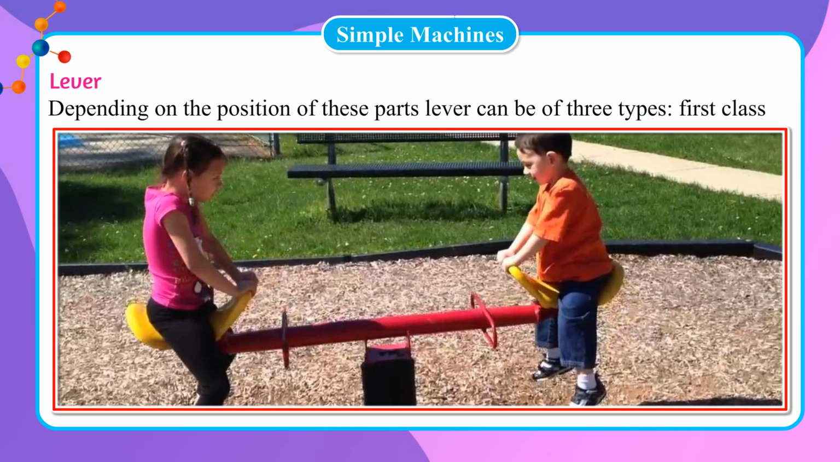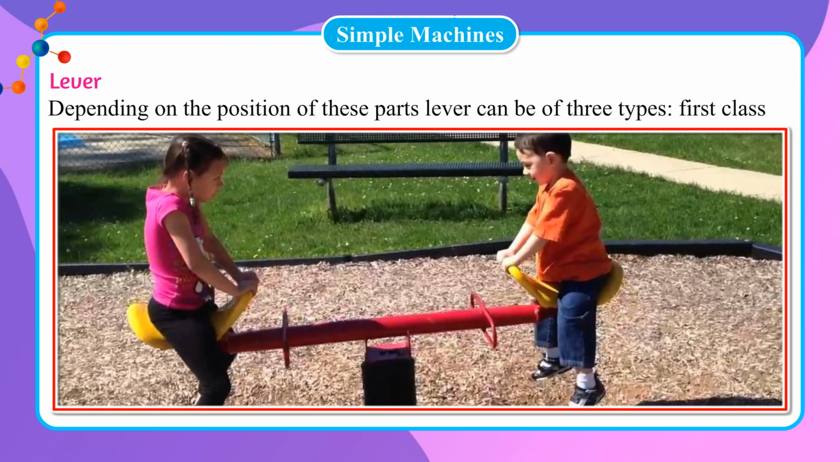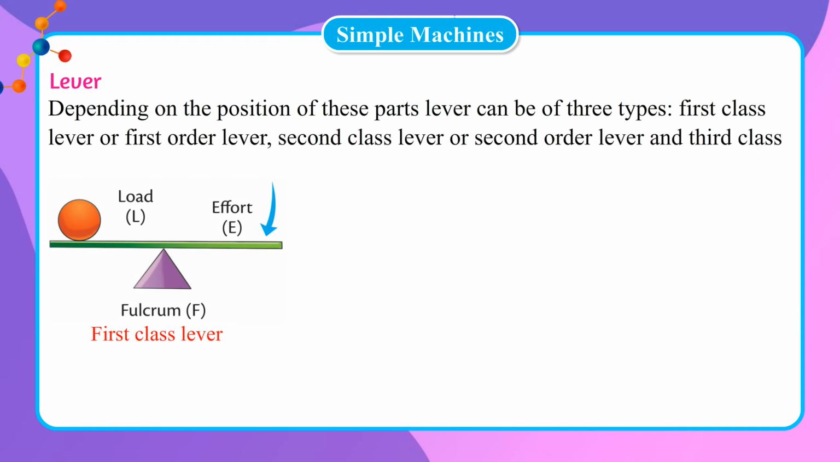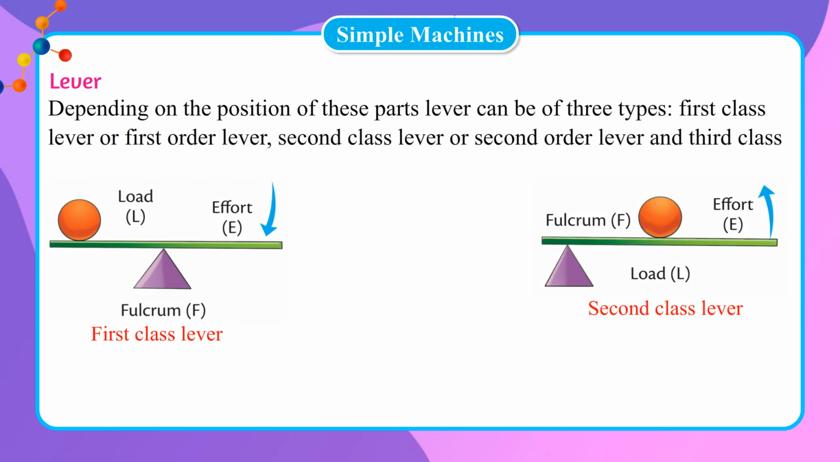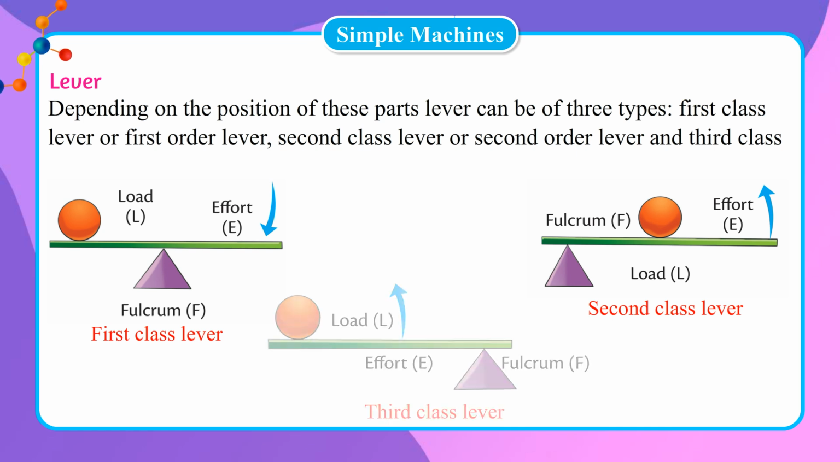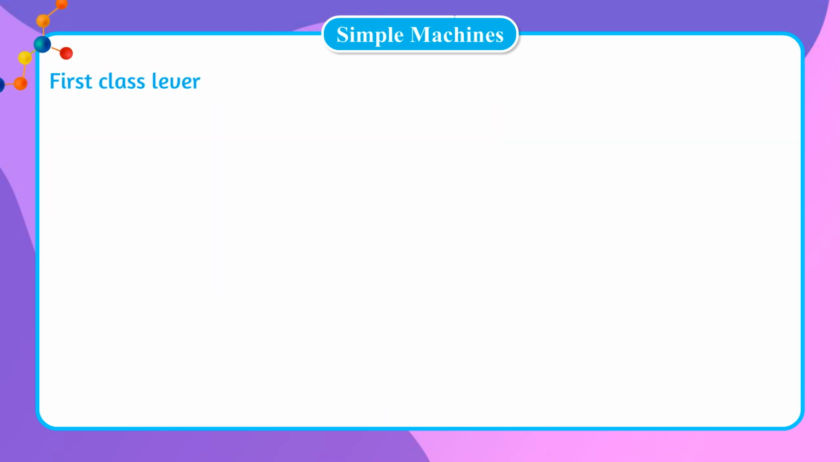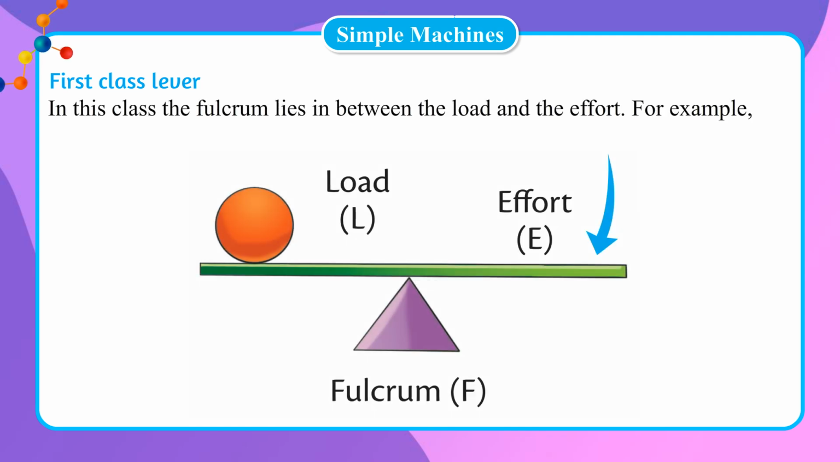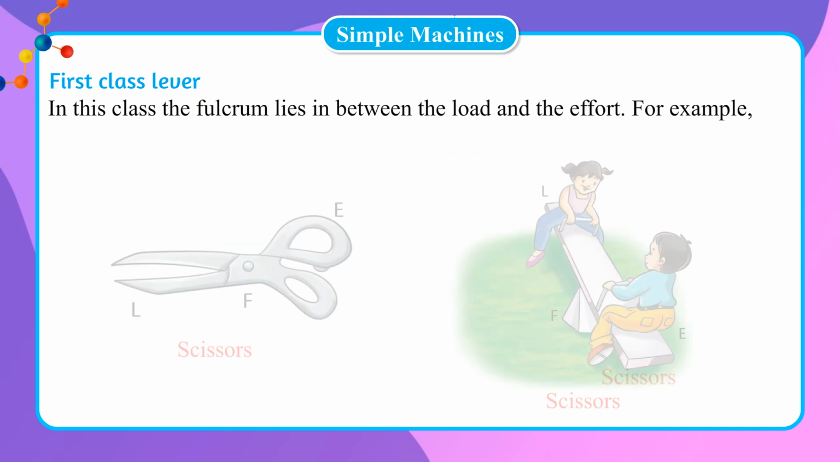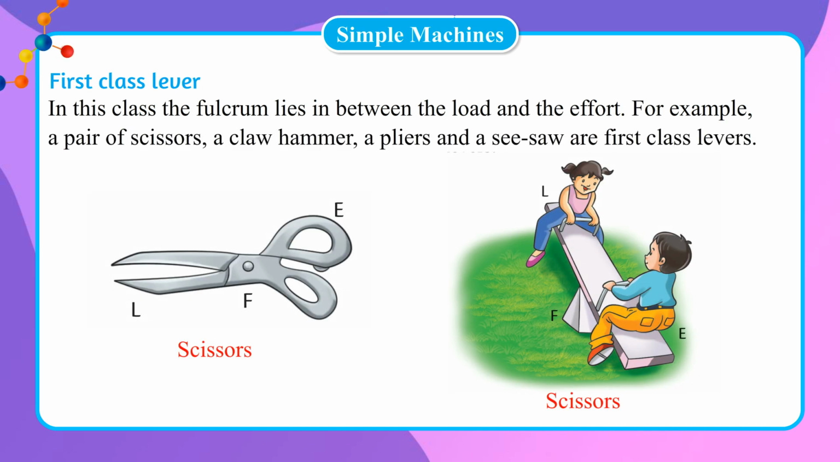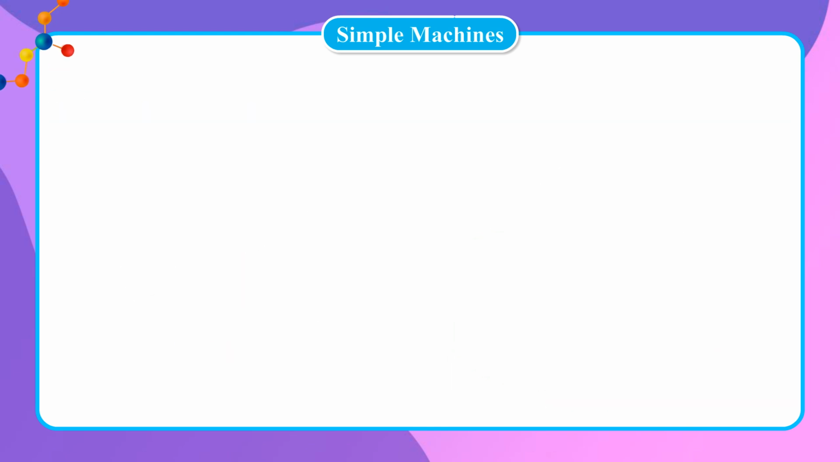Depending on the position of these parts, lever can be of 3 types: first-class lever or first-order lever, second-class lever or second-order lever, and third-class lever or third-order lever. First-class lever. In this class, the fulcrum lies in between the load and the effort. For example, a pair of scissors, a claw hammer, a pliers and a seesaw are first-class levers.